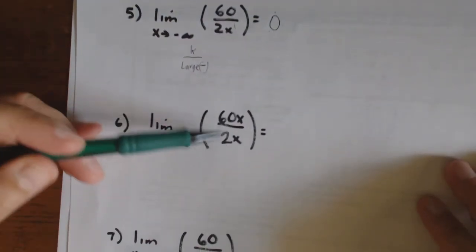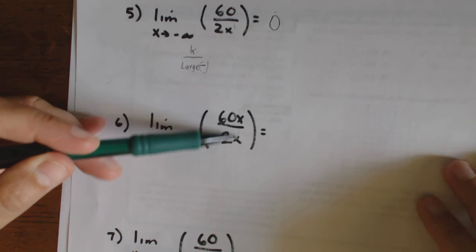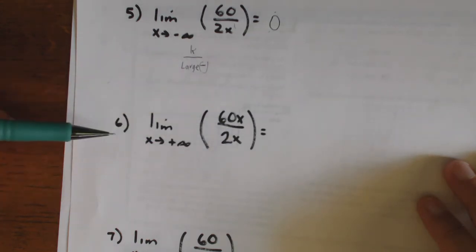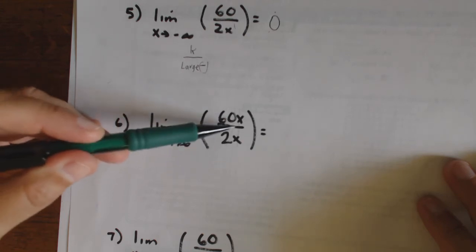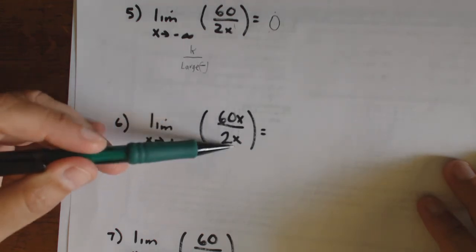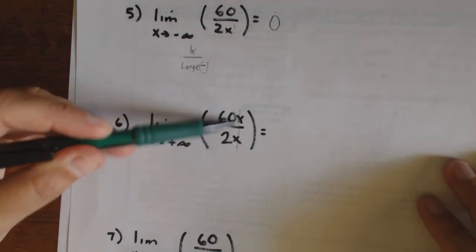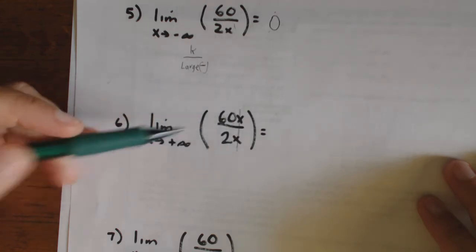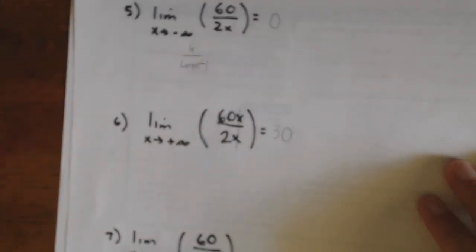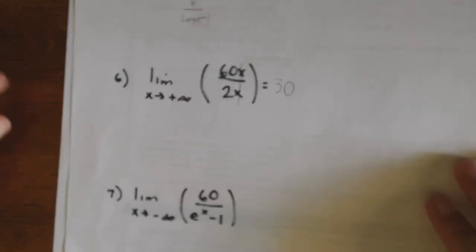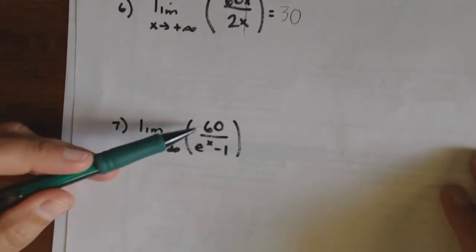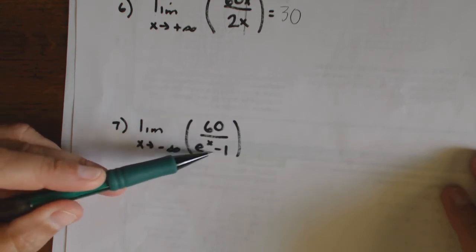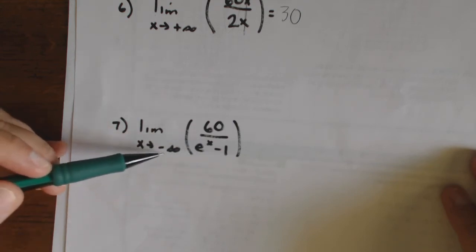Okay, here, degree 1 over degree 1, remember what you can do is just look at the leading coefficients. So as x approaches infinity, they're going to get very large at the same rate. So all you have to do if you have the same degree is look at the leading coefficients. So this limit is 30. And the last one, the limit of 60 over e to the x minus 1 as x approaches negative infinity.